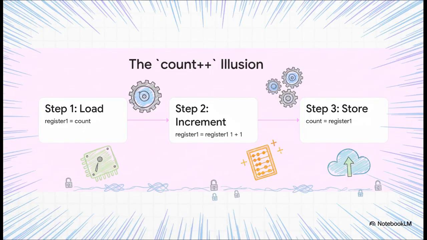And this is where things get really sneaky. You and I, we look at a simple line of code like count++, and we think, okay, that's one thing. But it's not. To the CPU, that's actually 3 separate instructions. It has to go fetch the value from memory and load it into a register. Then it has to add 1 to the register. And finally, it has to write that new value back to memory.